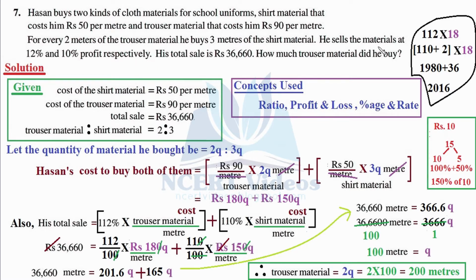Now, he sells the materials at 12% and 10% profit. Well, here two concepts are used. One is percentage, because no direct numerals are given to us. It is given in terms of percentage. And by profit, it means the concept of profit and loss is also used. So overall, four concepts are used, which we have mentioned here.